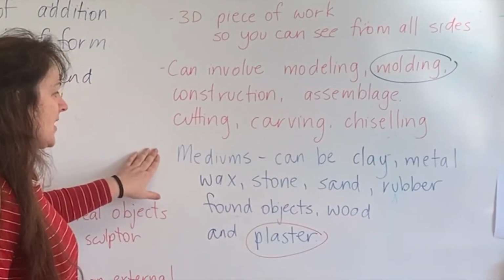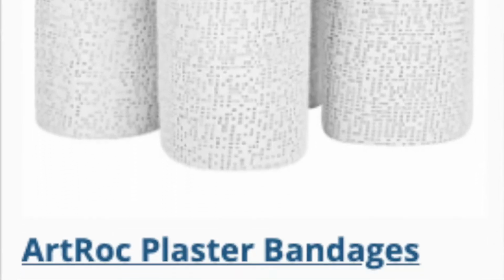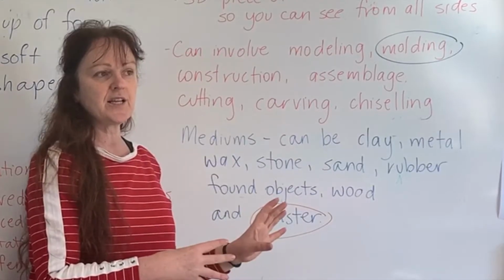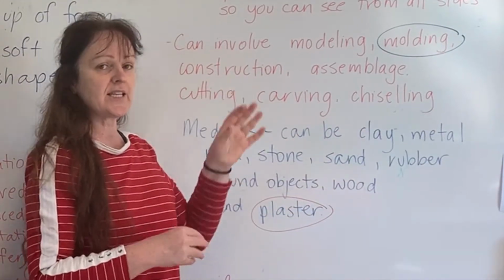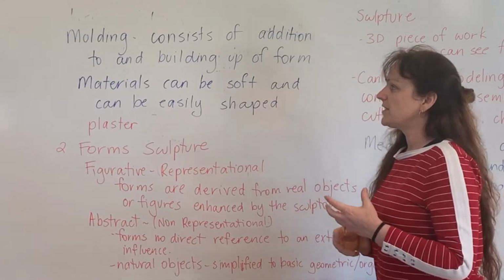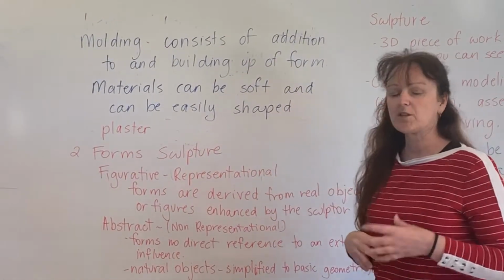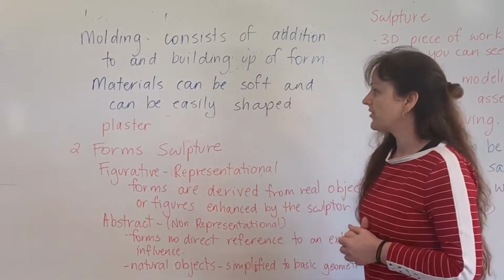The mediums that you can look at are clay, metal, wax, plaster, found objects and wood. So there's lots of different mediums that you can use and lots of techniques that you're going to use. What we're going to have a go at doing is moulding. So that's consisting of adding to and building up forms. So we're going to do that with the plaster material.